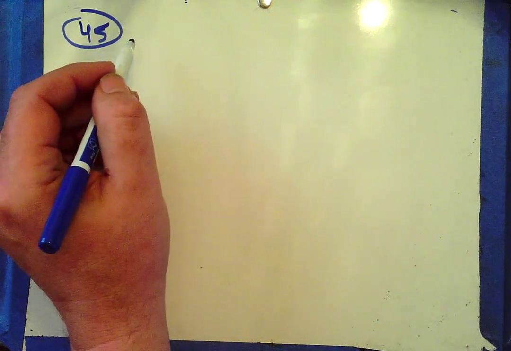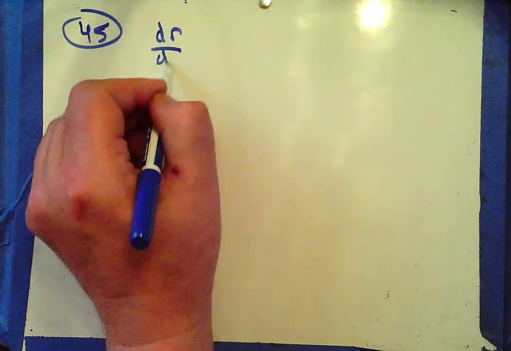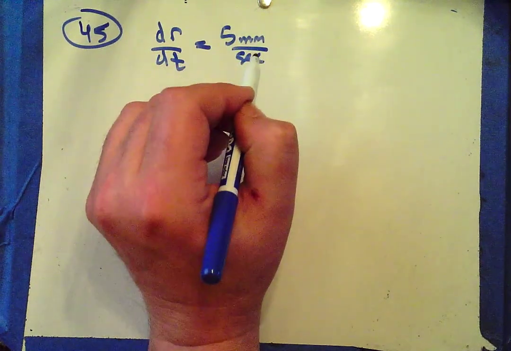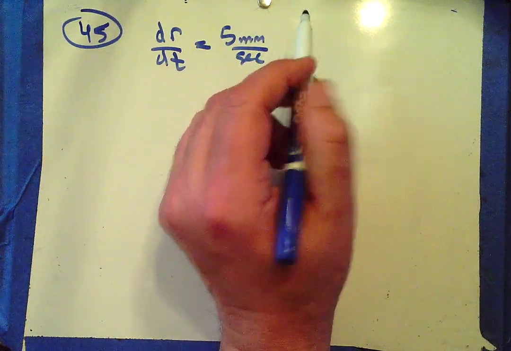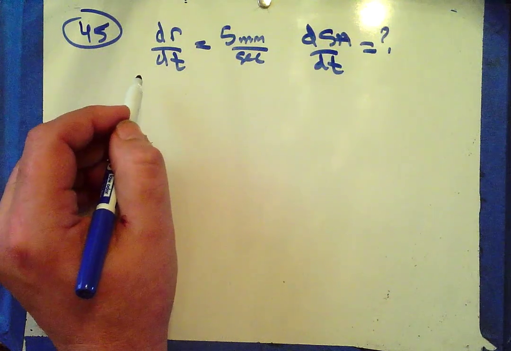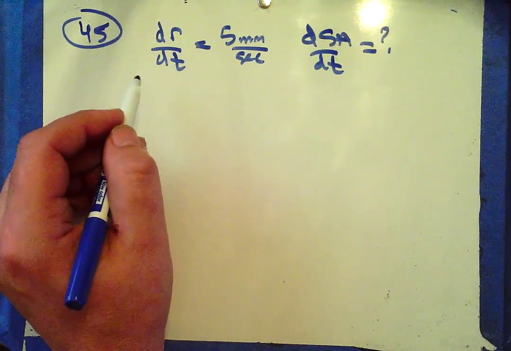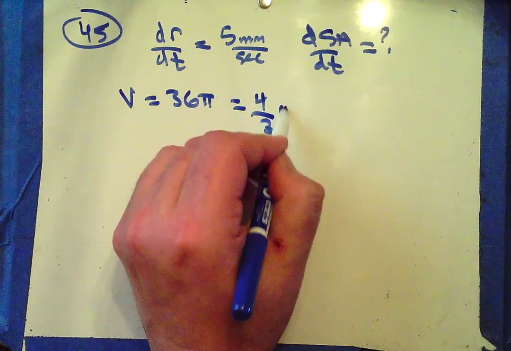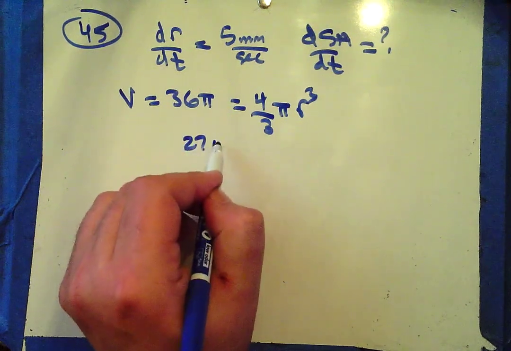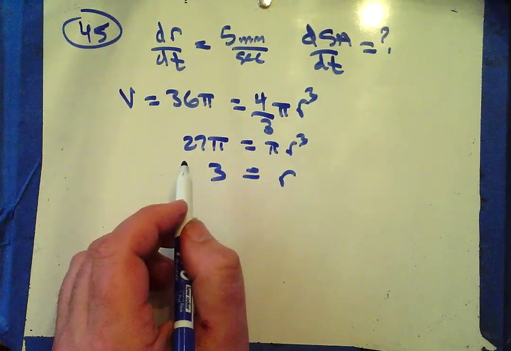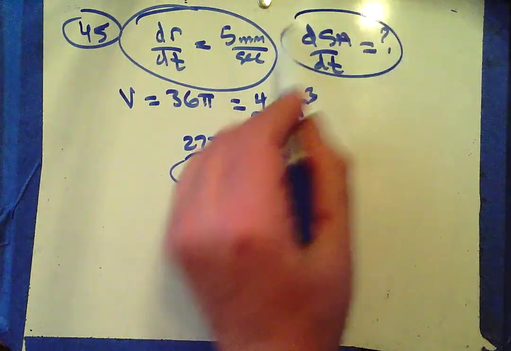And finally, 45. The radius of a spherical balloon is increasing at a constant rate. dr/dt is 5 millimeters per second. The rate of increase in surface area of the balloon, dSA/dt, is what we're looking for. We know that when the volume V equals 36 pi, that's 4/3 pi r cubed. So I get 27 pi equals pi r cubed, r equals 3. So when r equals 3 and dr/dt equals 5, find dSA/dt.